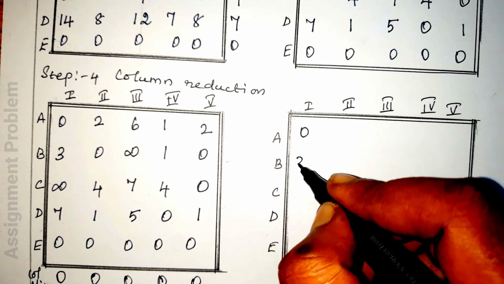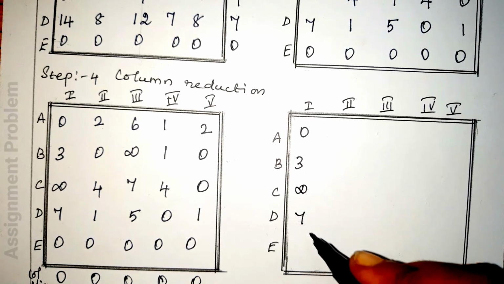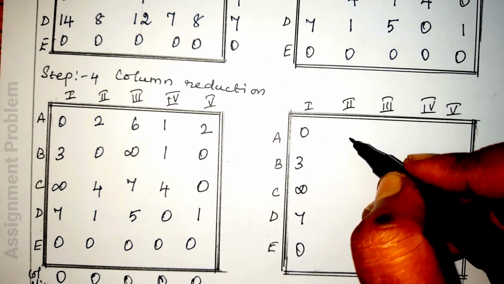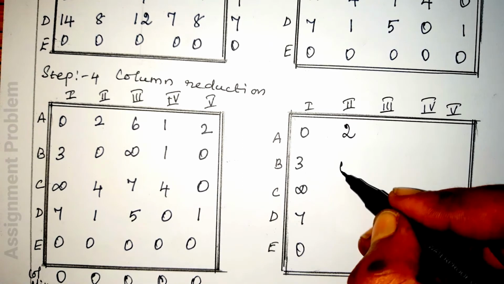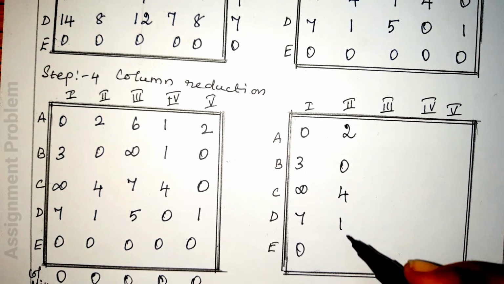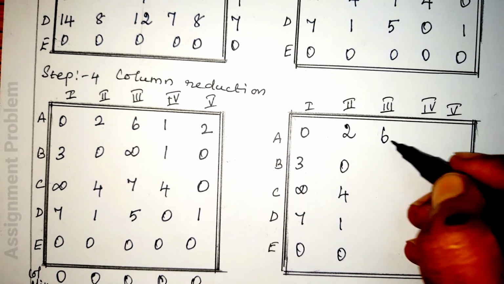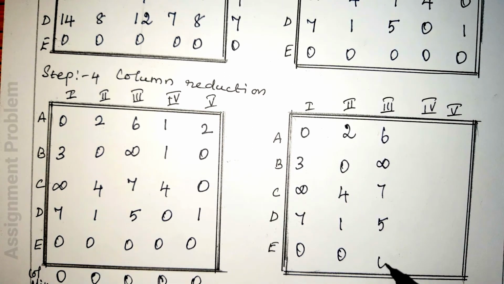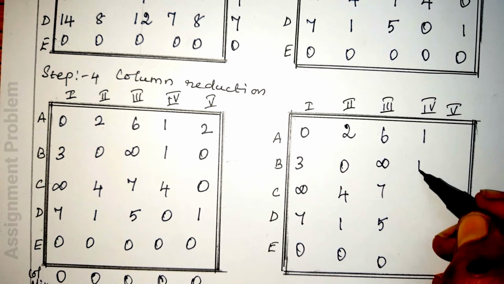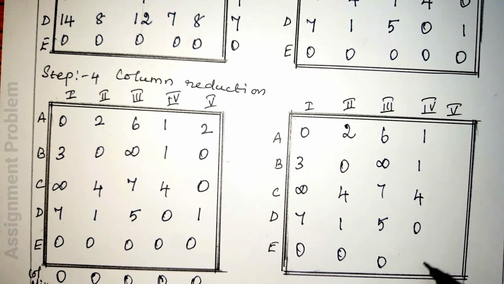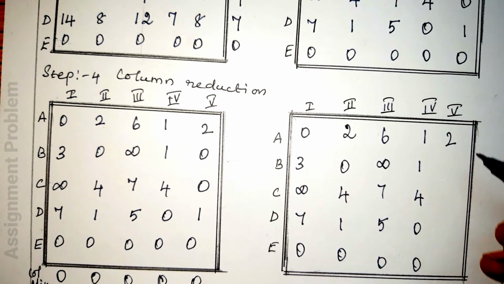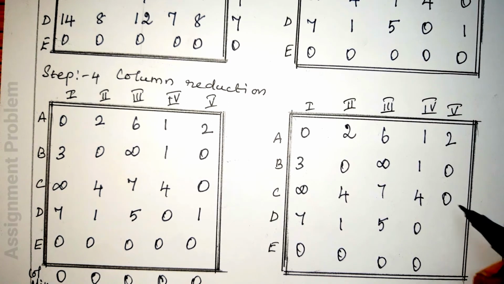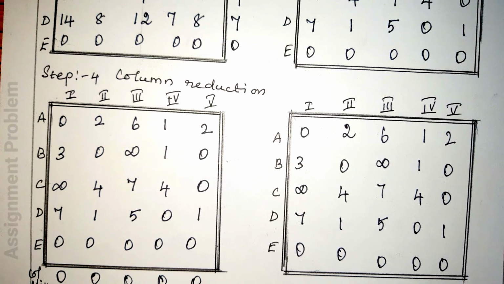0, 3, infinity, 7, 0. Second column 2, 0, 4, 1, 0, 6, infinity, 7, 5, 0, 1, 1, 4, 0, 0, 2, 0, 0, 1, 0. Column reduction is over.